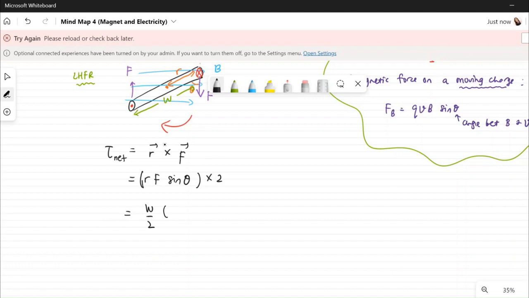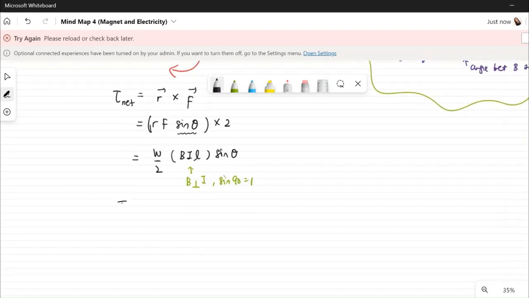F is the force exerted on a current carrying wire in an external magnetic field. Therefore, F will be B I L. There's no sine theta here because the angle between B and I is perpendicular, and sine 90 is equal to 1. So now here we have one more term, sine 90, which I just write in here.